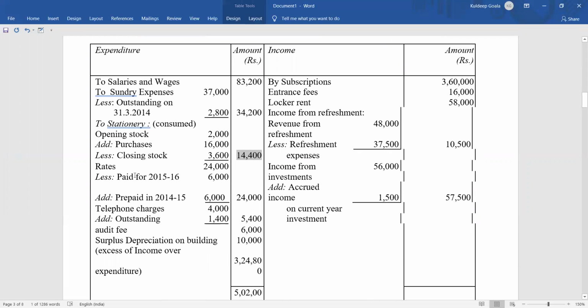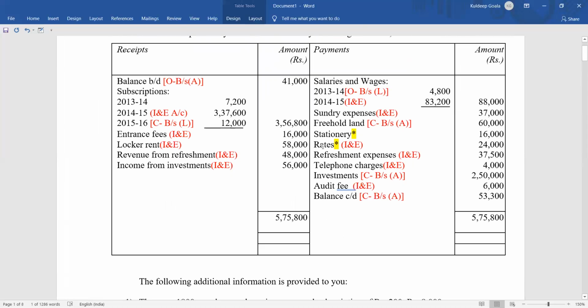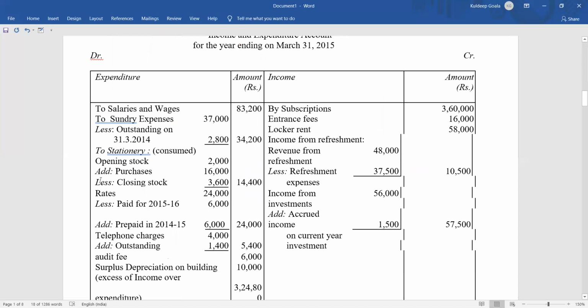Okay, now coming to the next item. What is the next one? After stationery, it is rates, that is 24,000. There was also an adjustment in that. We have seen that advance of rates for 3 months we have to deduct from the income and expenditure account. So we'll go for that. So what will you write? To rates. So to rates, how much is there? 24,000, right?